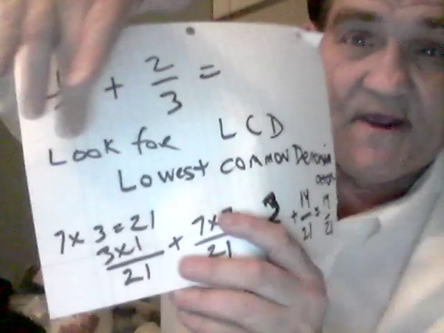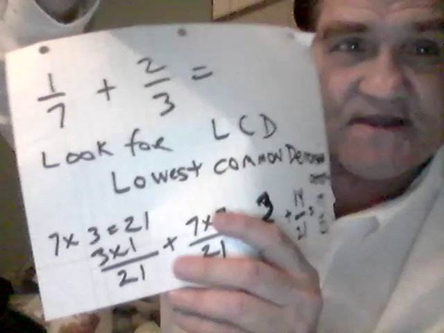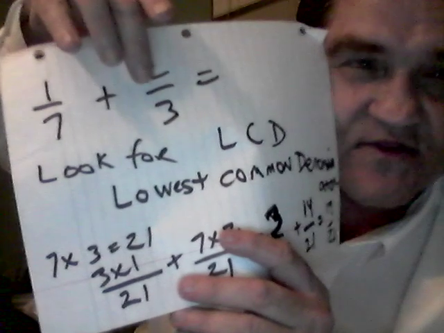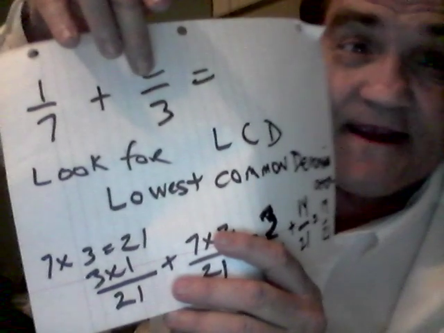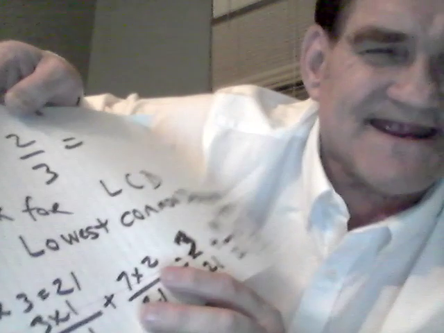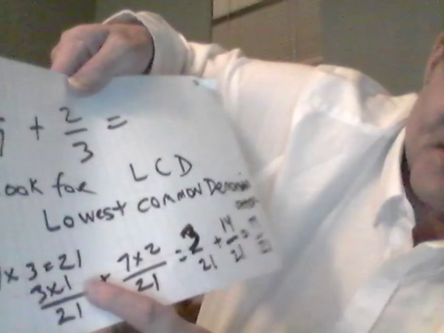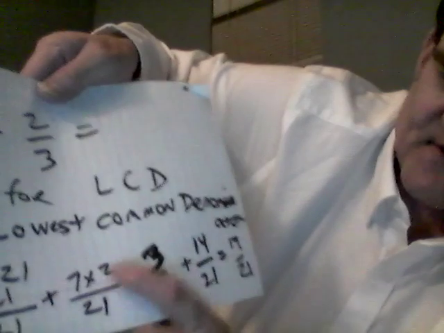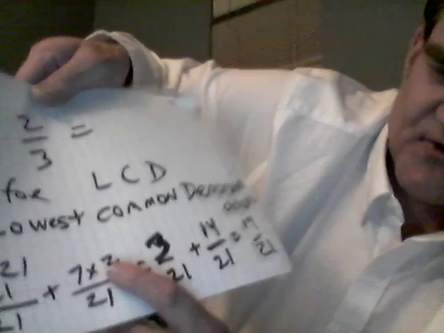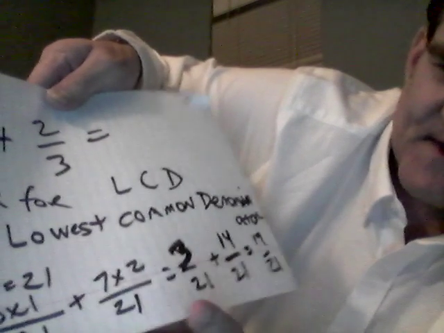Remember how you got it the first time? 7 times 3 is 21. That's how you're getting it this time, 3 times 7. So what do you do then? You got to do the same thing to the top. 7 times 2 is going to be 14. Now look what I got down here. I got 3 times 1 is 3 over 21. I got 7 times 2 is 14 over 21. All over 21. Then what happens?